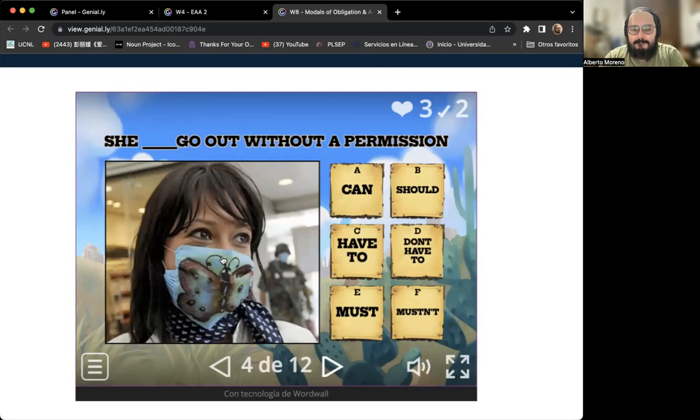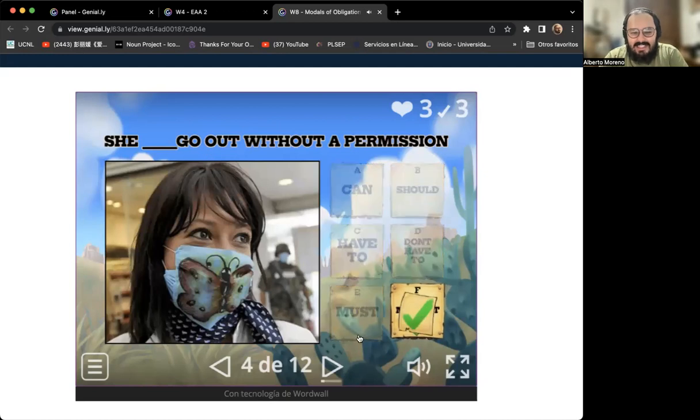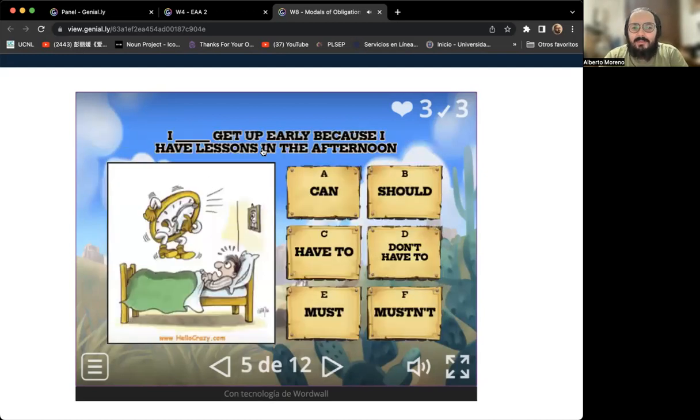She go out without permission. She. Salir sin permiso. Should. She should go out. Ella debería salir sin permiso. Ah, without sin, sí, pensé que era con. Sin permiso. With, con, pero without, sin. Mustn't. Muy bien.